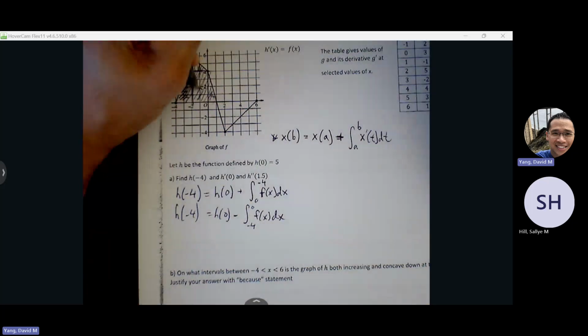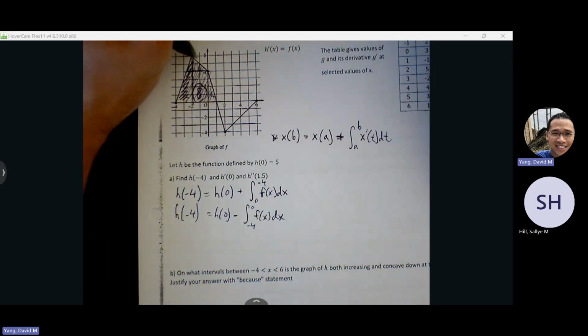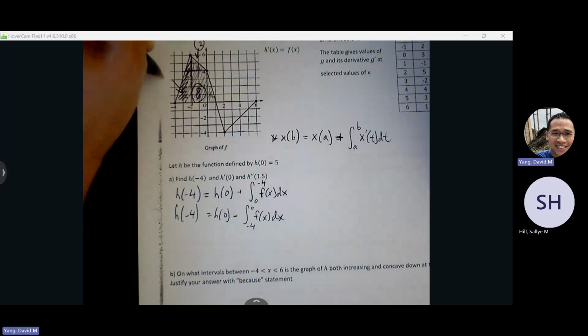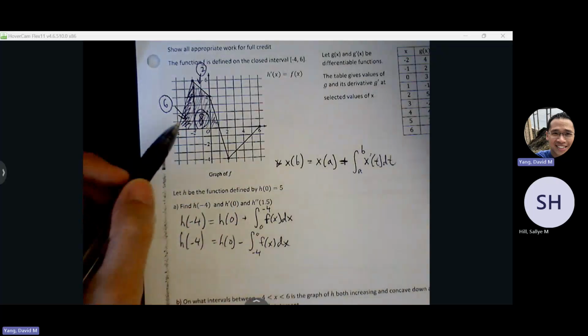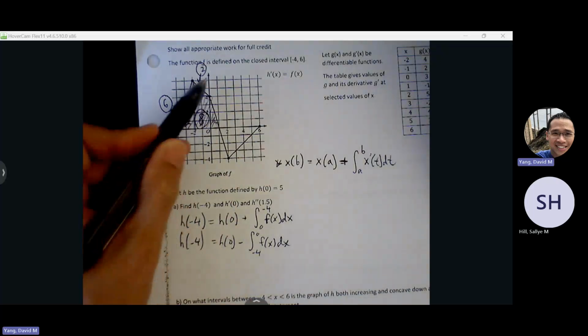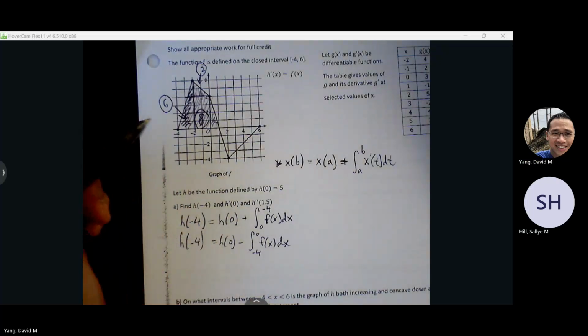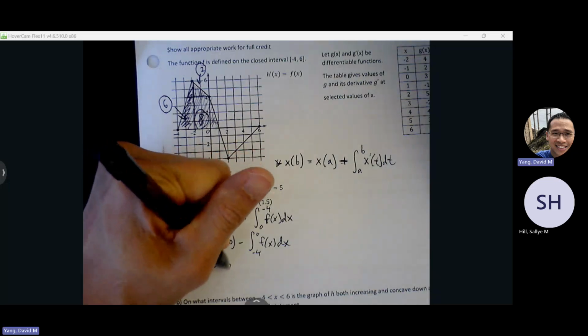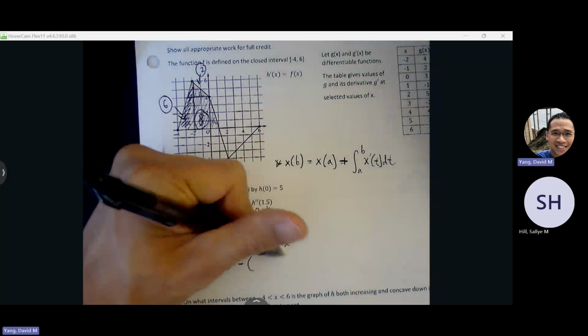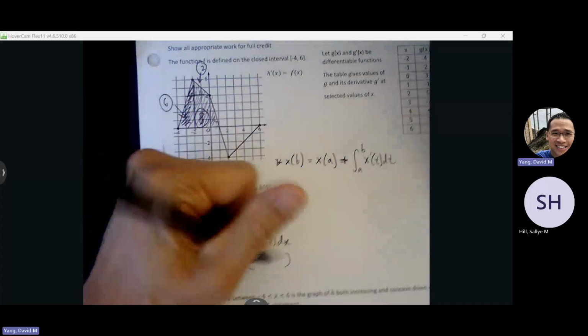So it'll be 8 here. One half base times height is 2. And then here, that's an area of 6, one half base times height. So 6 plus 8 plus 2, 16. So h of 0 is 5, that's given to me, minus 6 plus 8 plus 2.